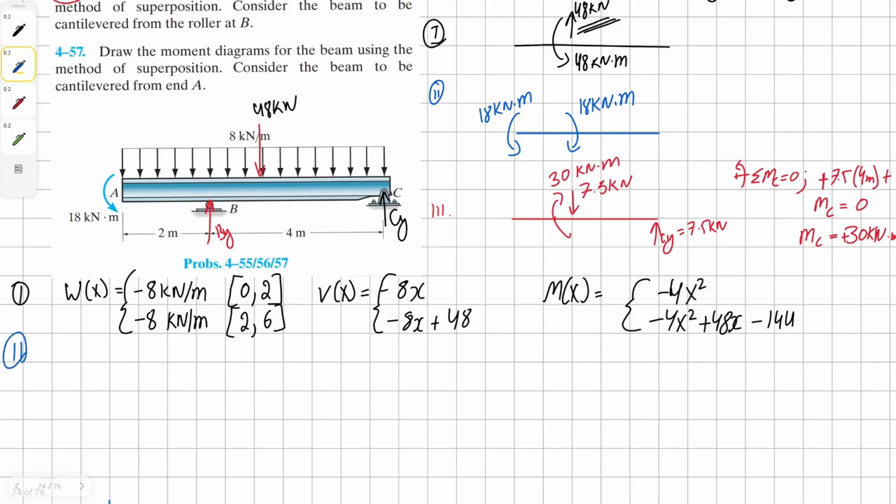For our second free body diagram, we have 0 load, 0 shear, and then our moment is simply negative 18 for region 0 to 2 and 0 for 2 to 6.